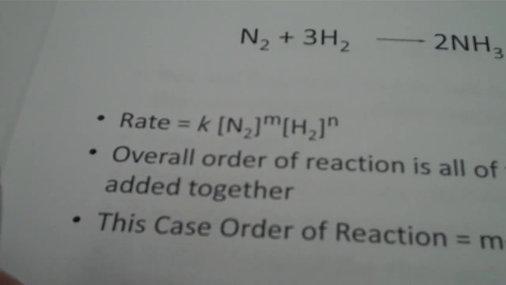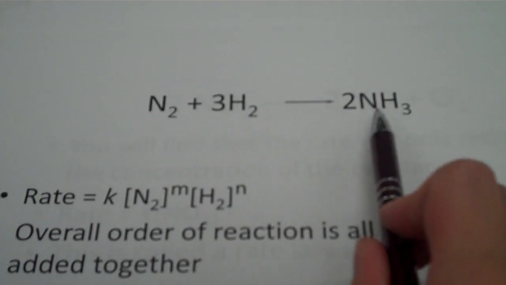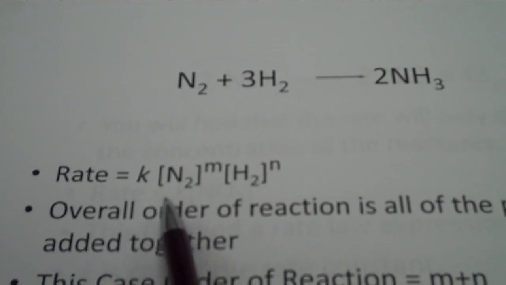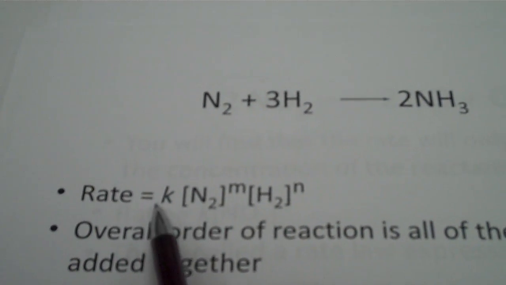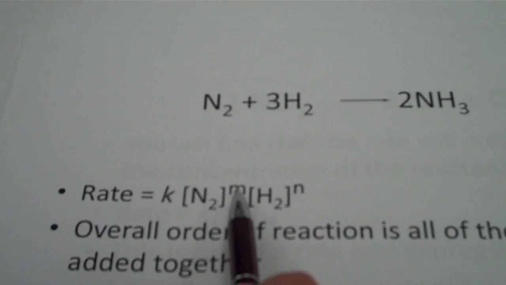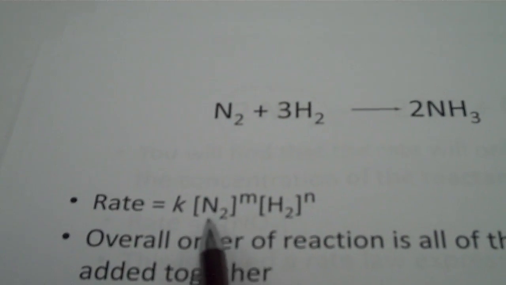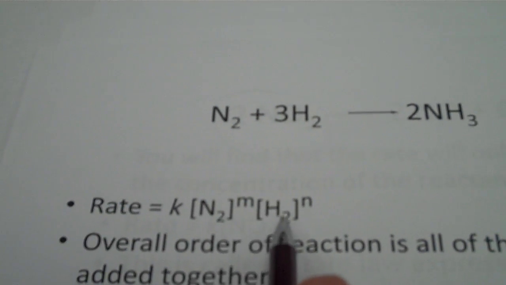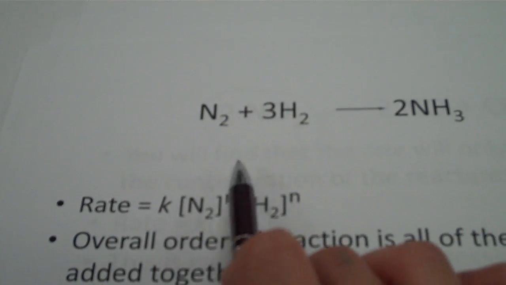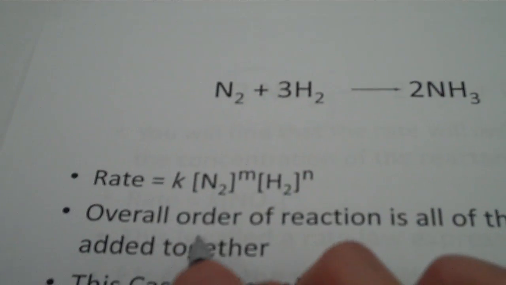So let's look at another reaction. Now we're taking the one we had before, nitrogen and 3 hydrogens to make 2 ammonias. So here we're going to say the rate is equal to K, some constant, our rate constant, times the concentration of nitrogen, N2, raised to the M power. Again, this is just an exponent. And we don't know what it is. We don't know the order of N2. And then we're taking it times the concentration of H2 raised to the N power. We have 2 of them now because we have 2 reactants. So we have to have 2 here as well.